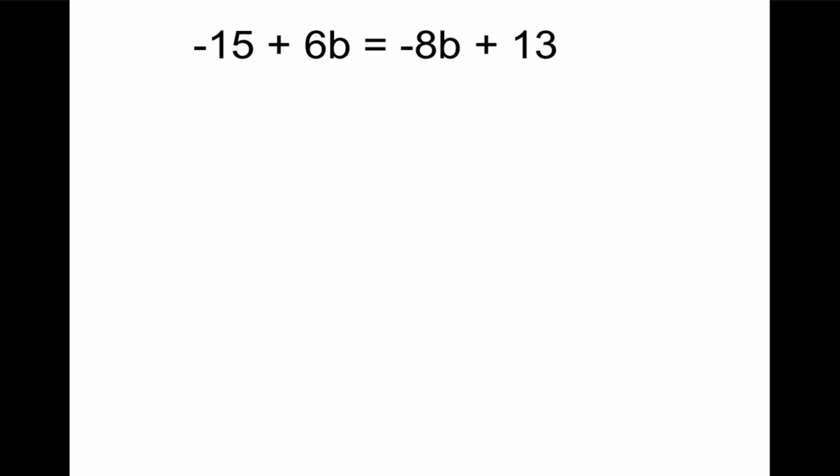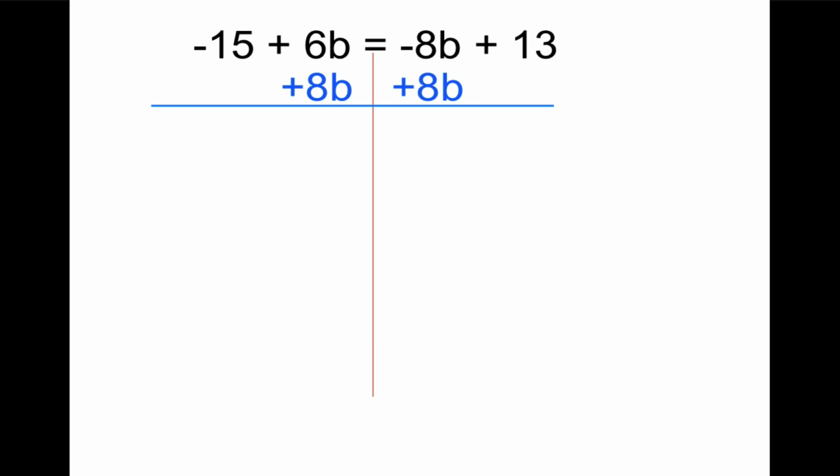Here we have negative 15 plus 6b equals negative 8b plus 13. So there is a variable term on either side of the line of equality. On the left-hand side, we have 6b. On the right-hand side, negative 8b. We really could remove either one, but if we remove the smaller one, the negative 8b, then we'll only have positive coefficients to deal with. And that's how I like to handle these problems. So to get rid of negative 8b, we're going to add positive 8b to each side.